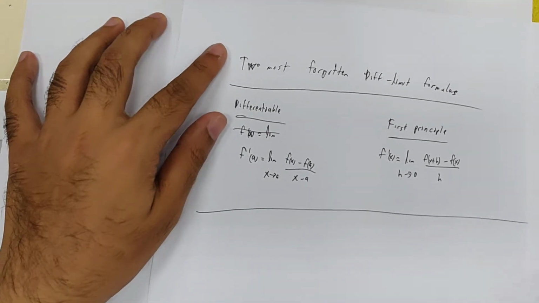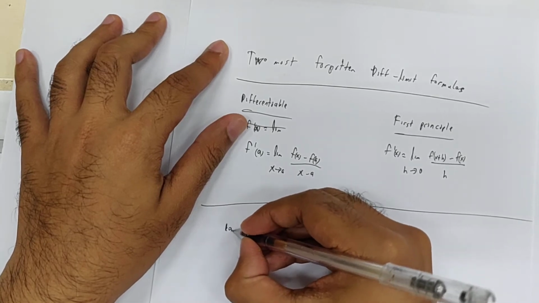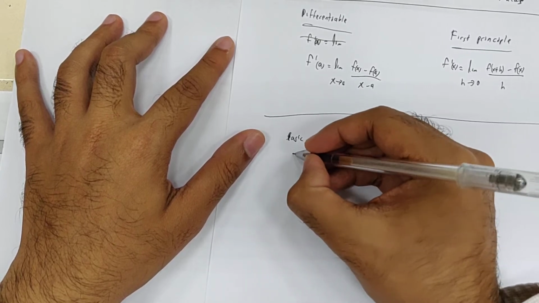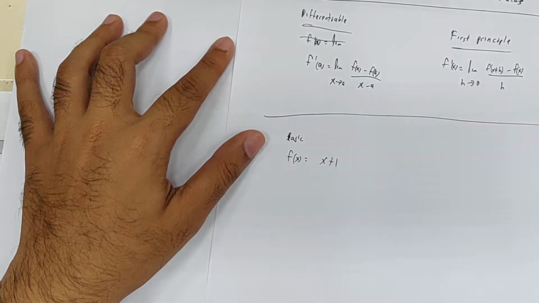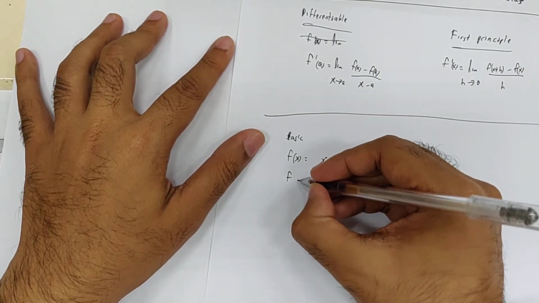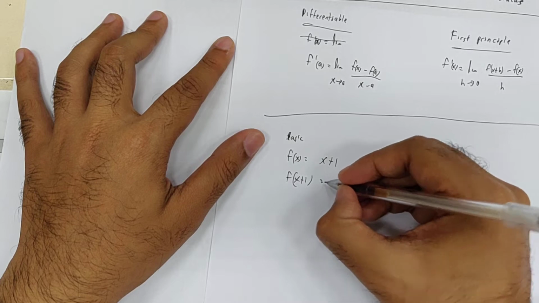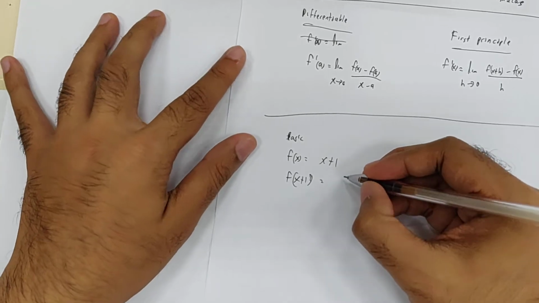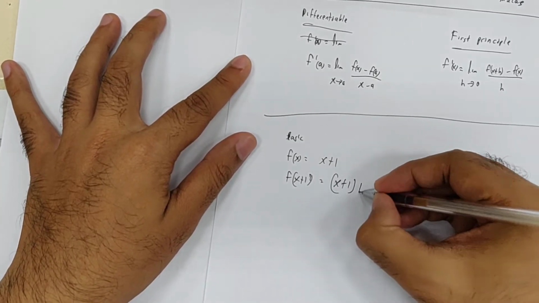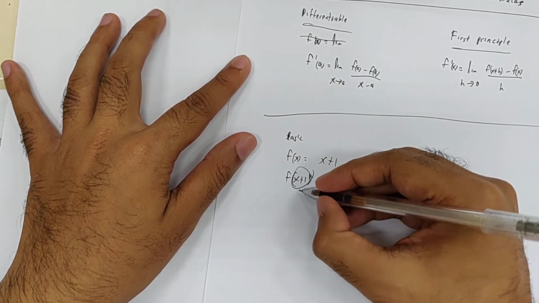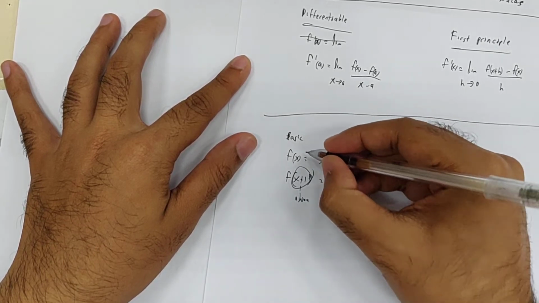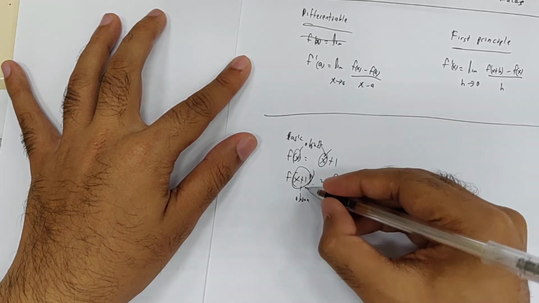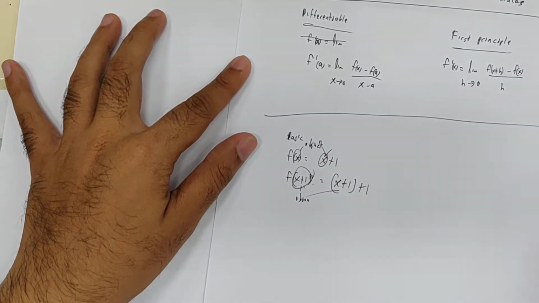Before I go further, let me ask you. Okay, basic, right? If f(x) is x plus 1, then f(x plus 1) equals x plus 1 plus 1. Basically, this is your object. This is your object as well. If this is your object, your partner is this one, x plus 1.